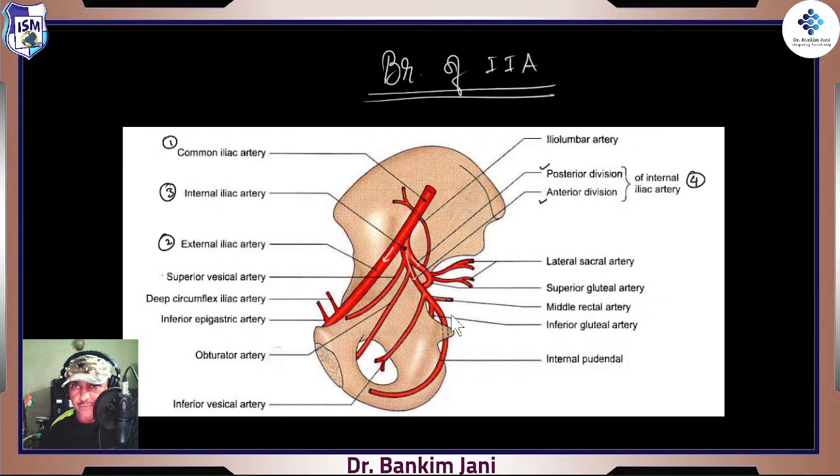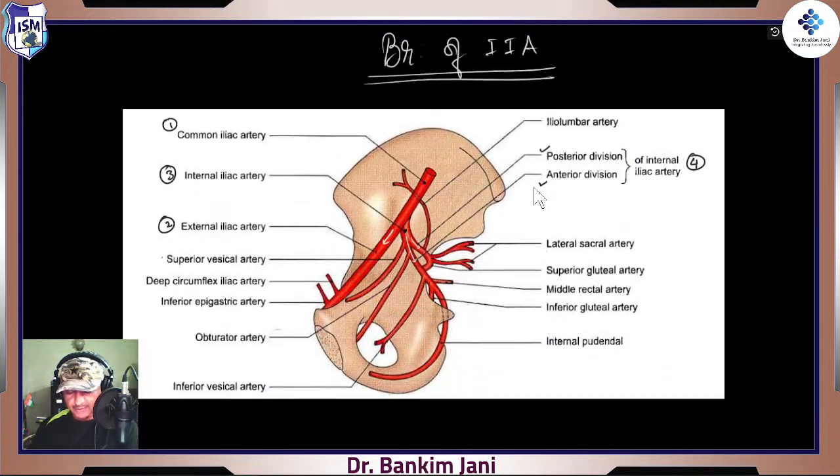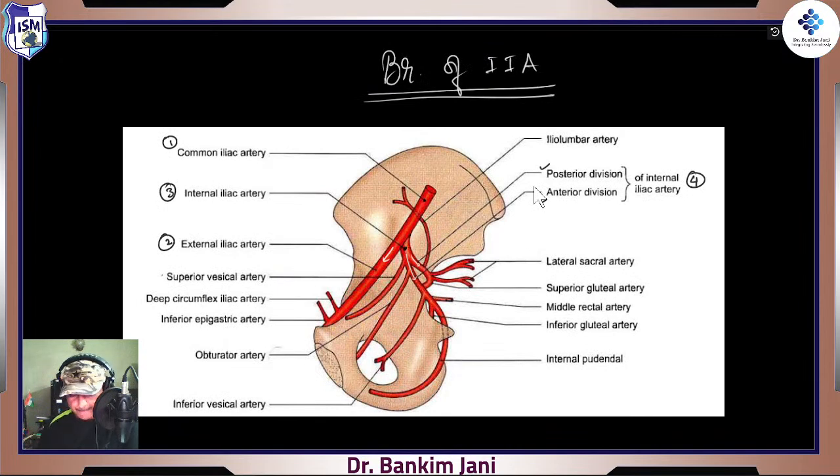So first, let's finish off the easiest portion first, right? Which was the easy one? That posterior division, just for recollecting. This posterior one is easier because it's just 1, 2 and 3, those three: iliolumbar, lateral sacral and superior gluteal, right? So here it is. We have talked about this part. This is the posterior division.